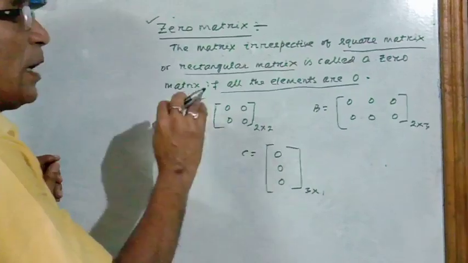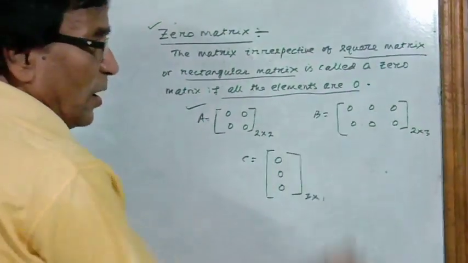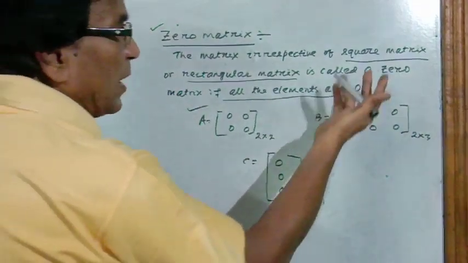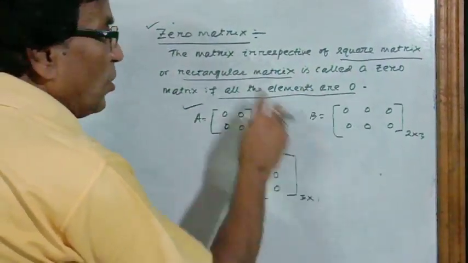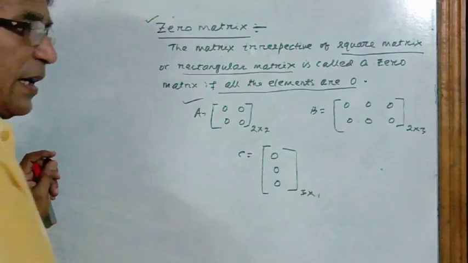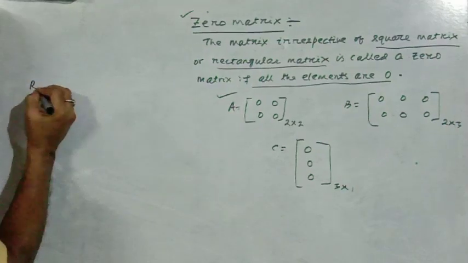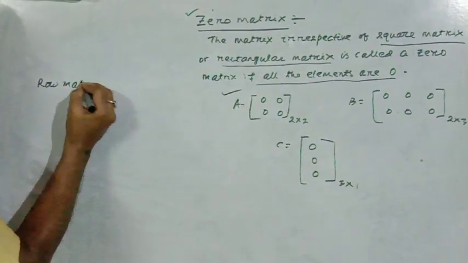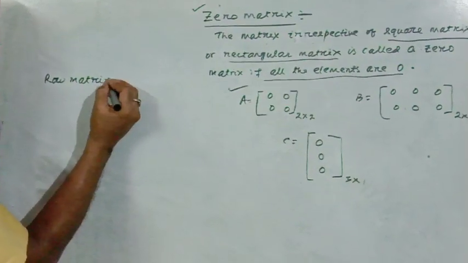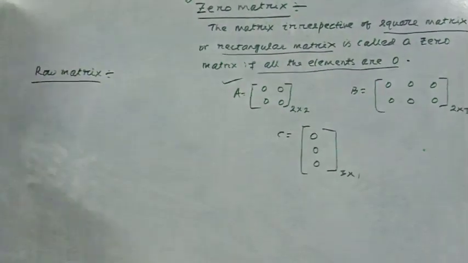That means simply we have to remember that the matrix in which all the elements are 0, irrespective of square matrix or rectangular matrix, if all the elements are 0, then it is called a zero matrix. Now, next we will consider what a row matrix is. What is the definition of a row matrix?